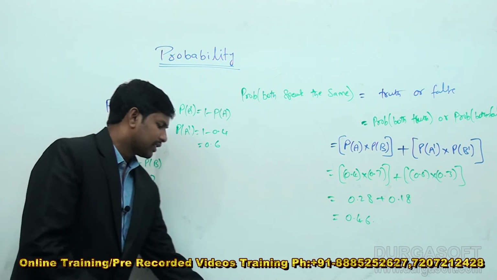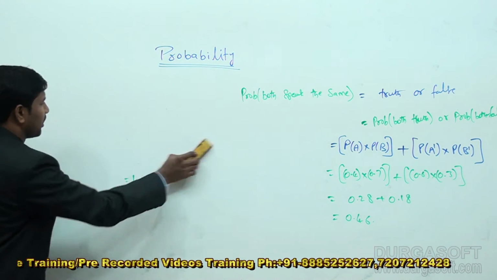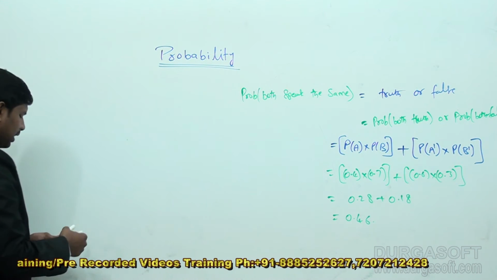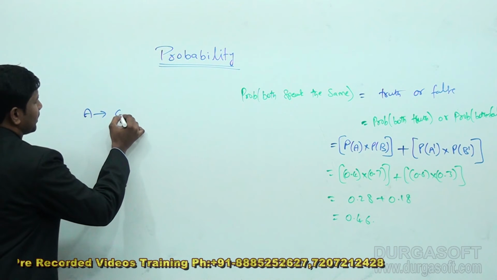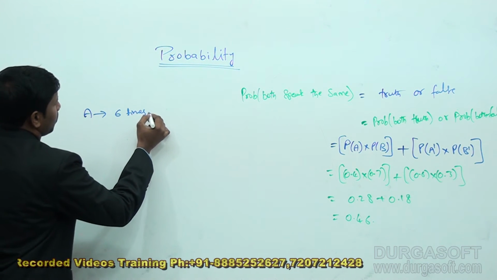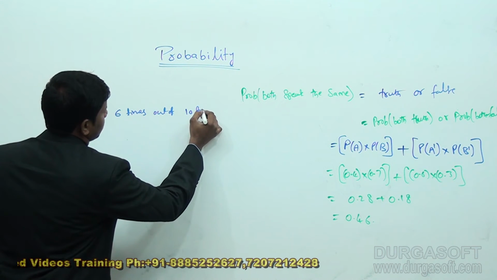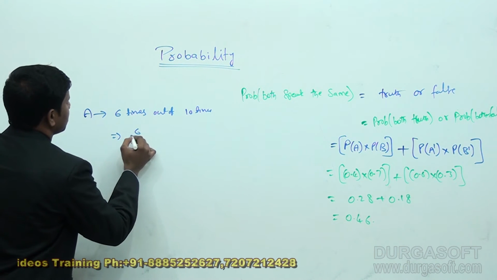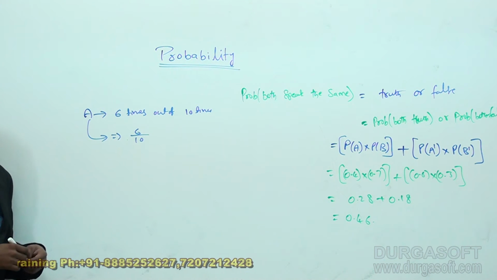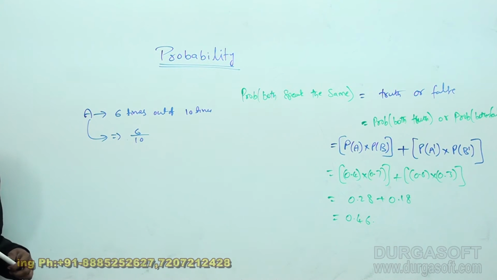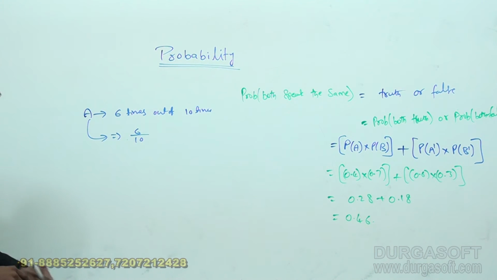So that's why sometimes the values may be given, instead of 0.4 and 0.7, as A can speak true 6 times out of 10 times. This indicates 6 by 10 is the probability of A speaking true. So whatever the value, in whatever way we are given it, we can consider it as the probability of A.